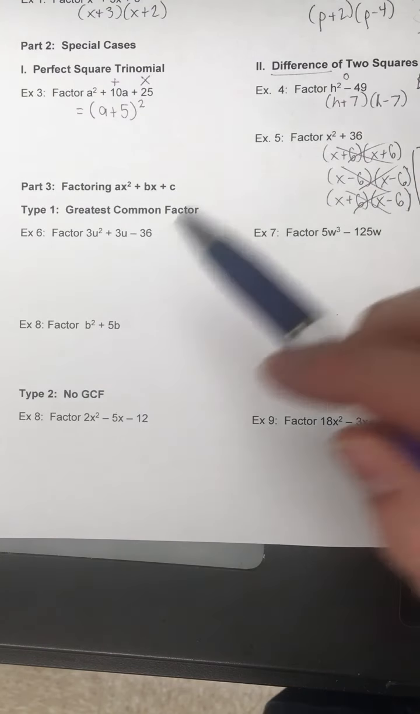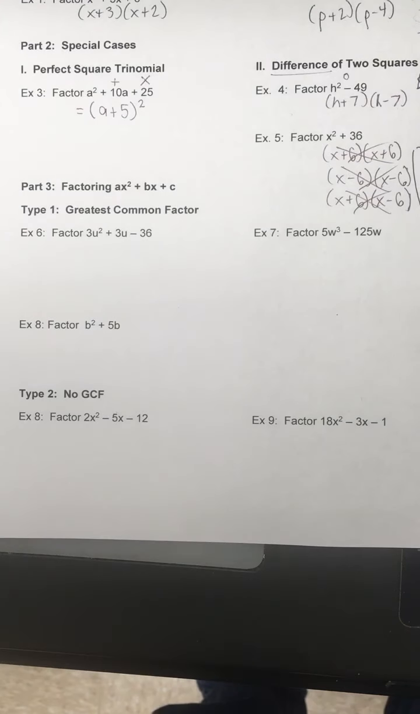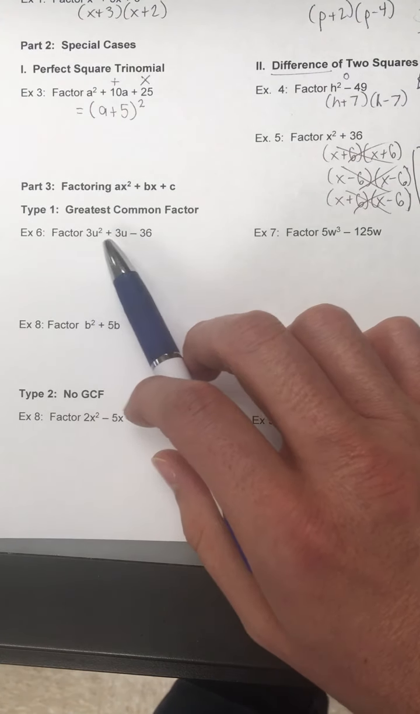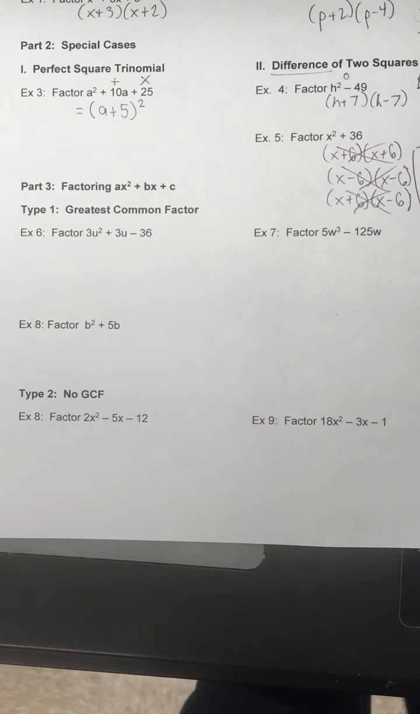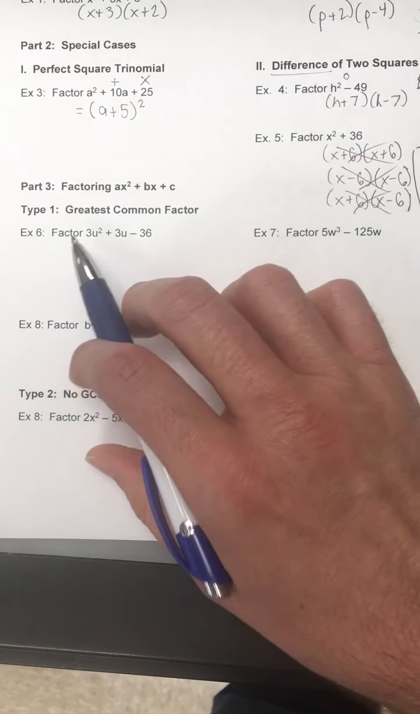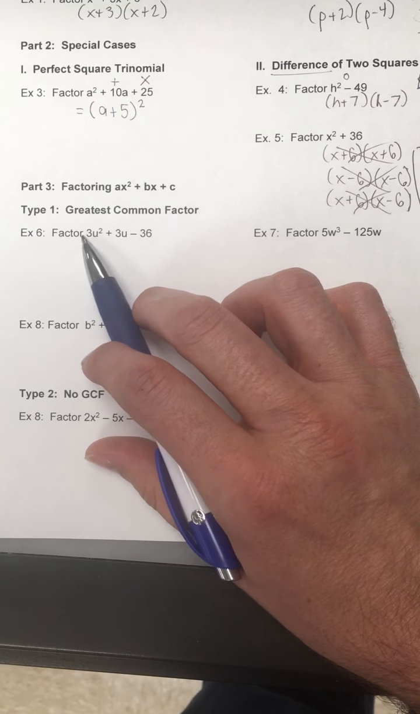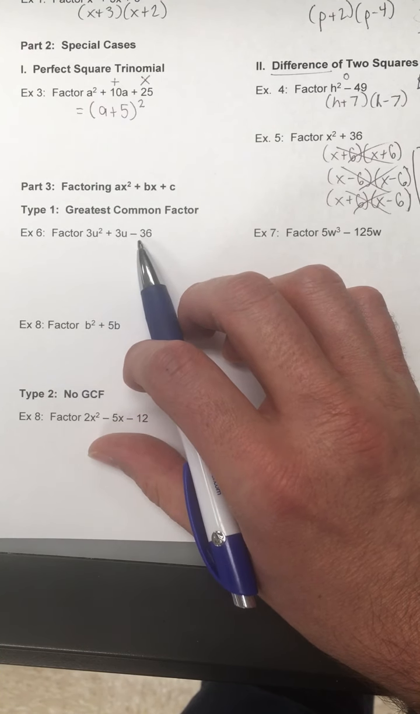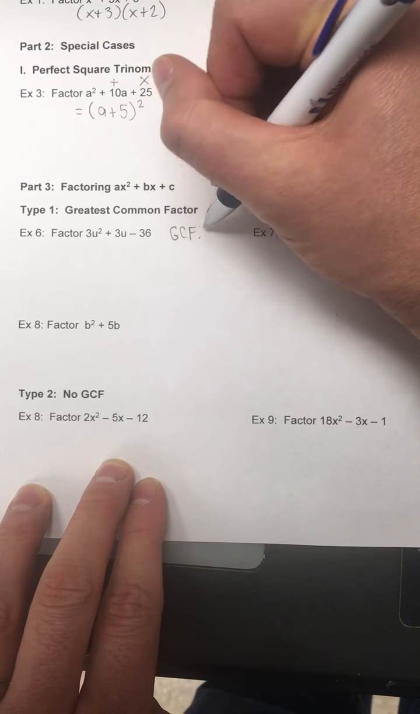But whenever you're factoring these problems, we haven't really discussed it yet, but you always want to look for a greatest common factor first, a GCF. Greatest common factor is something that can divide out of each of these terms in the problem. You always want to do that first. It can be a number, it could be a variable, or it could be a number and a variable. So you notice in example 6, 3u squared plus 3u minus 36, I can divide all of these by what? By 3. This one has a greatest common factor, a GCF of 3.